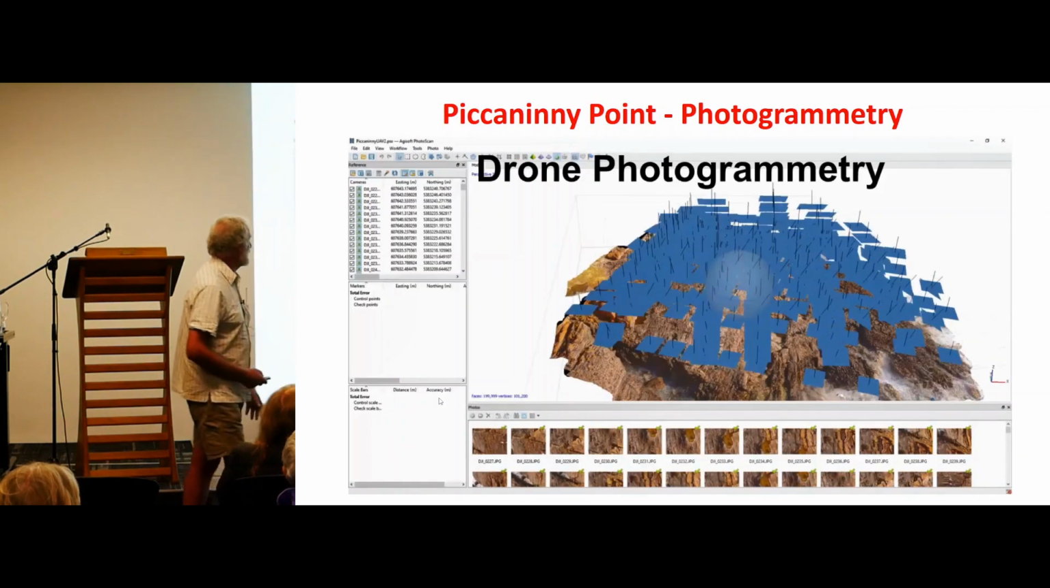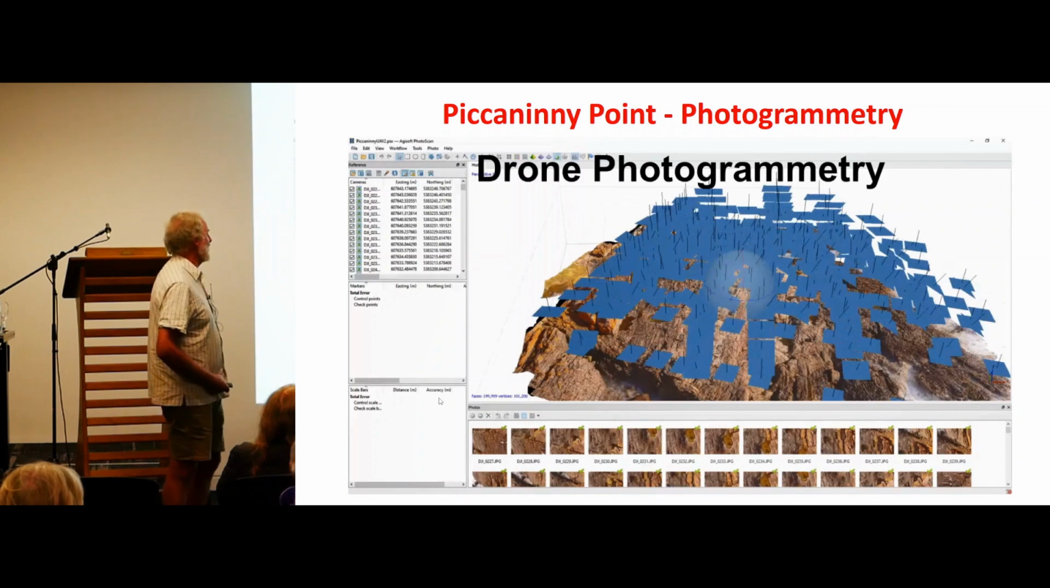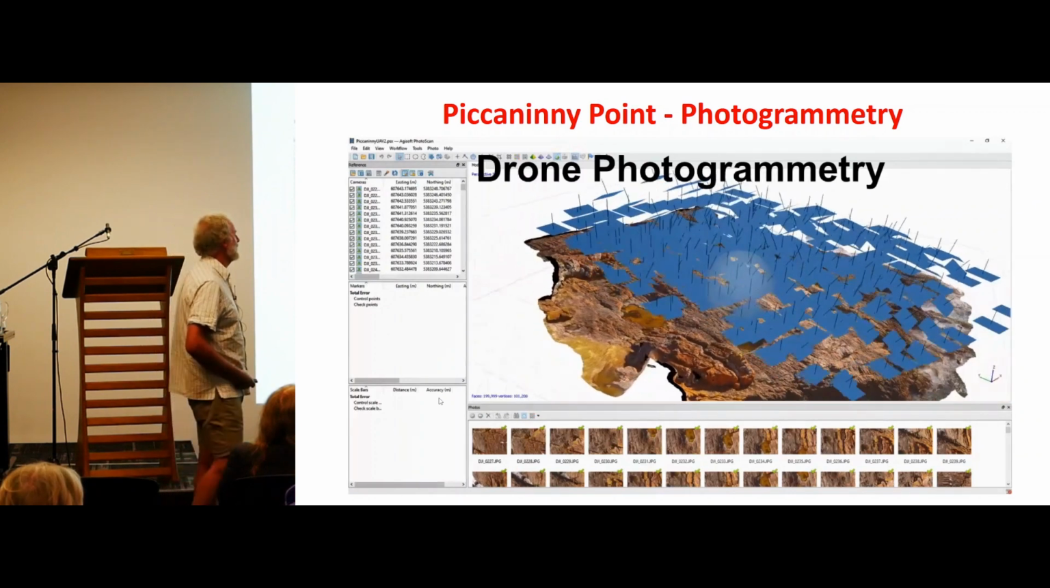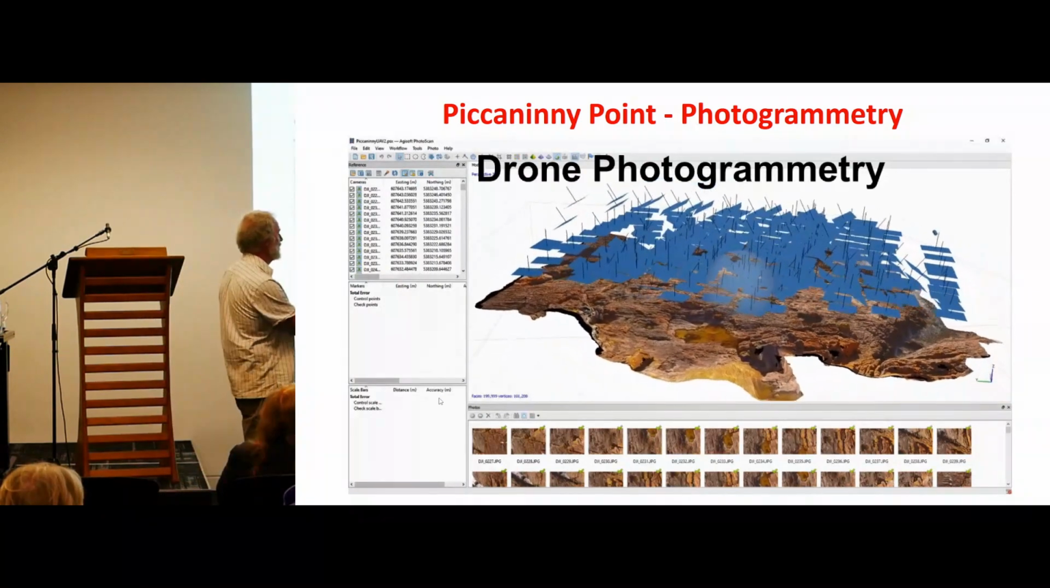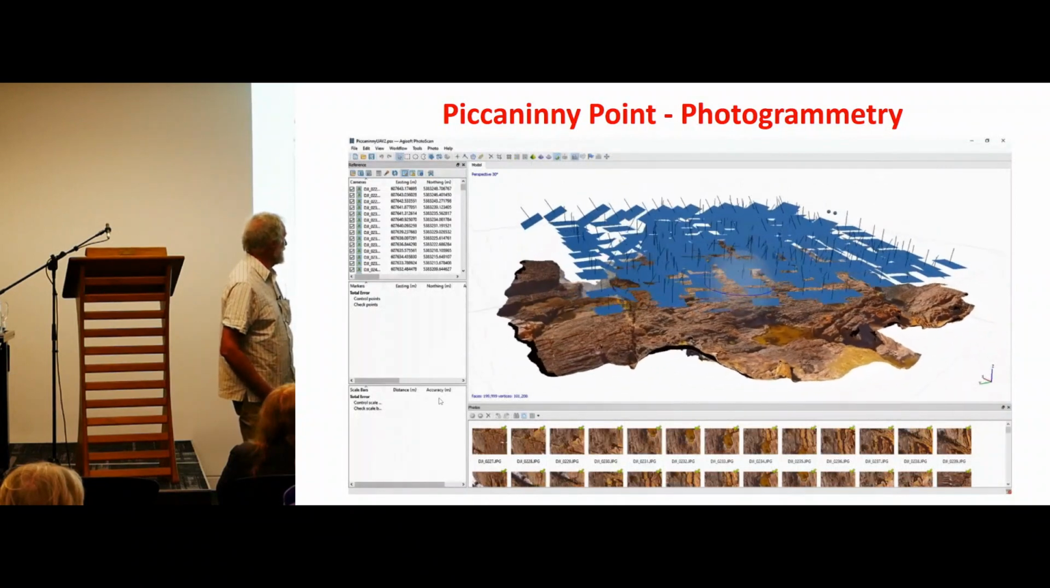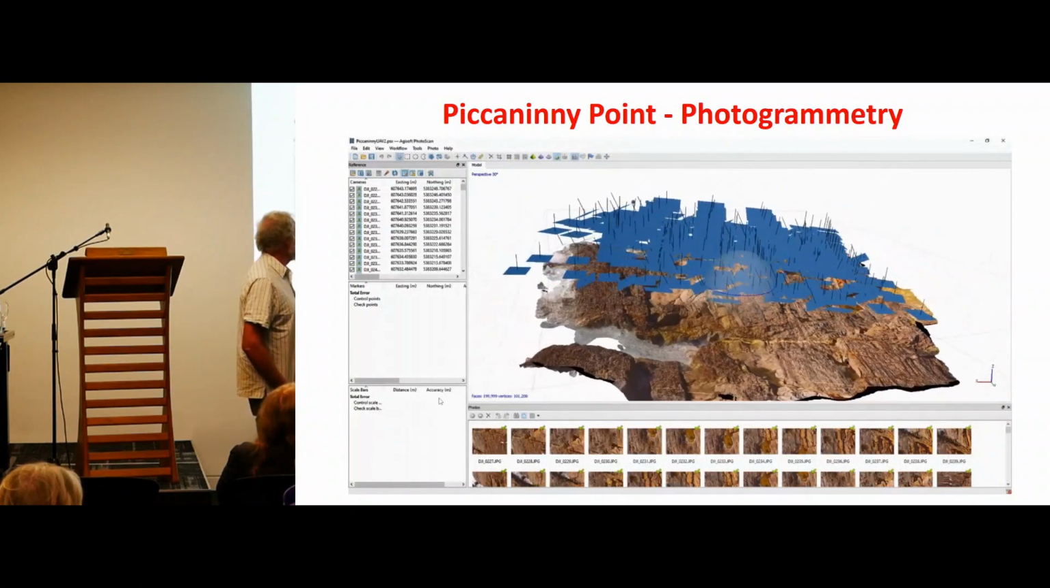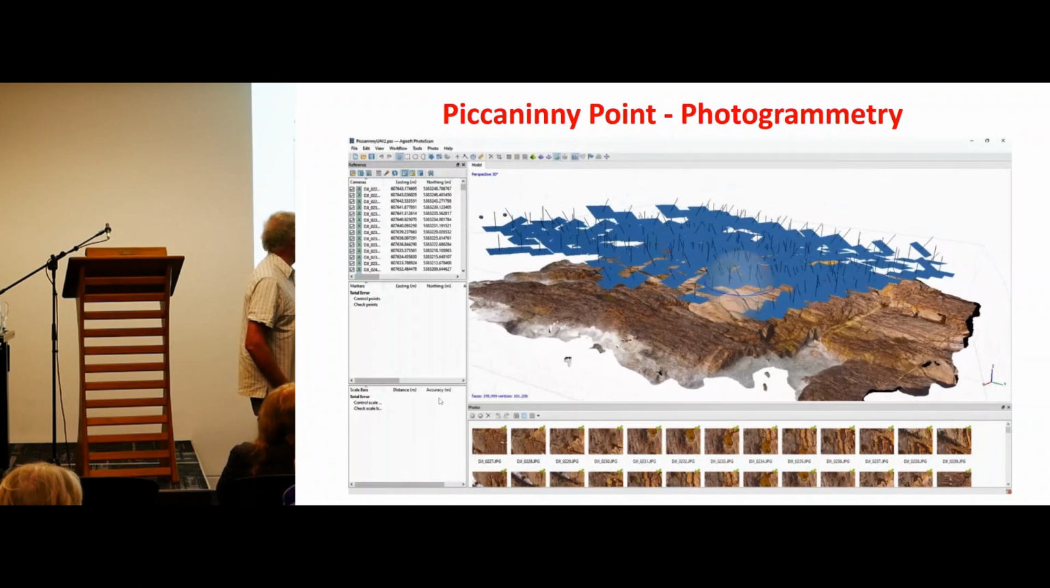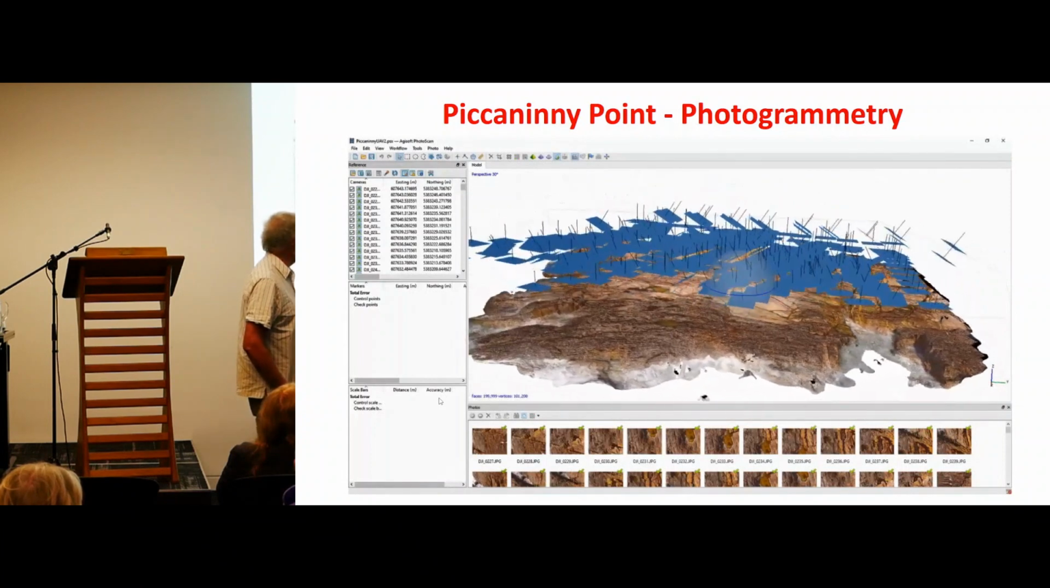Here will be an example of this process. Again, this is Piccaninny Point. I've chosen the same thing. We've flown the whole of the outcrop. We take our second years at Piccaninny Point. The blue things are where the photographs were taken. So we've flown it at about 10 metres above the ground. The outcrop here would be about 60 or 70 metres across.